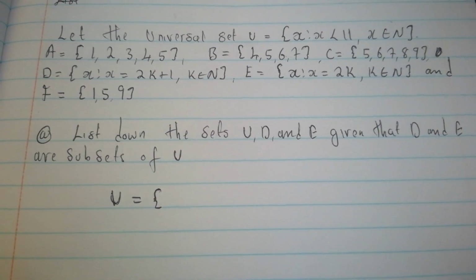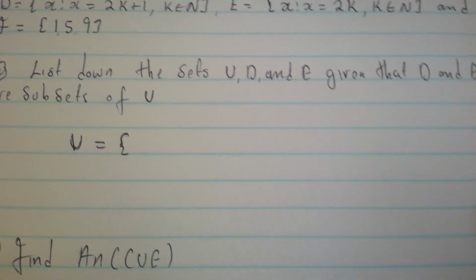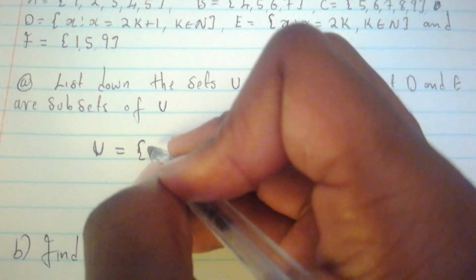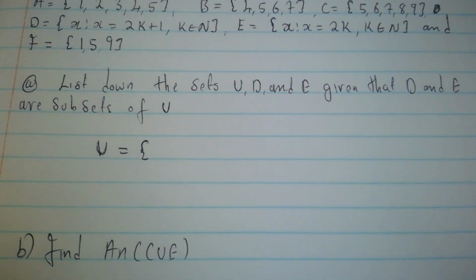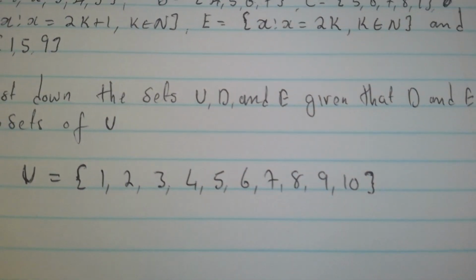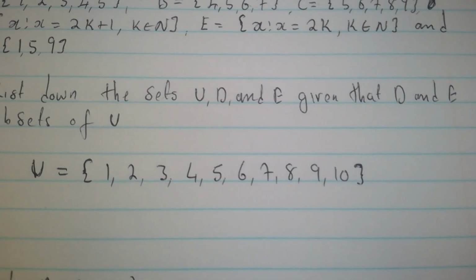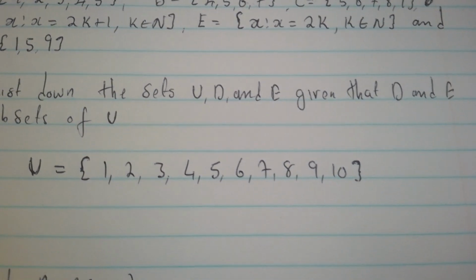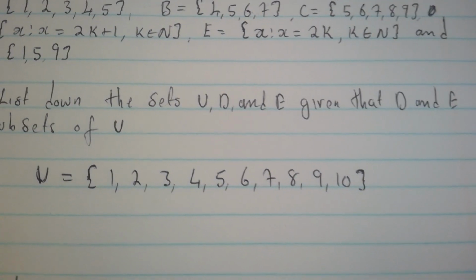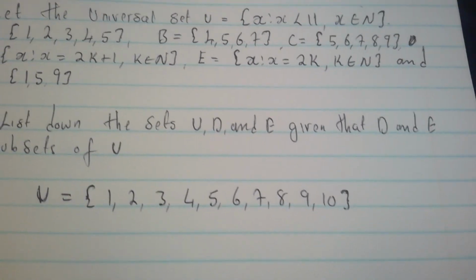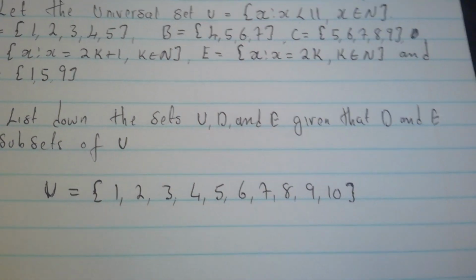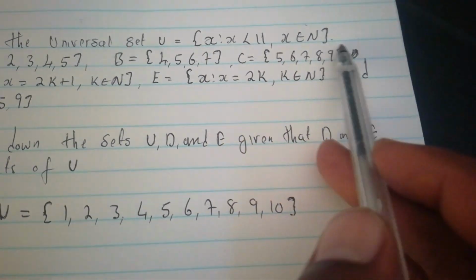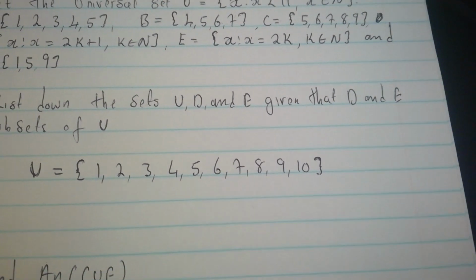The first one will be 1. Okay, let me list them then. This will be our universal set. Notice that all the elements here are natural numbers, but they are less than 11. So this is what was defined with this set builder notation. This is what we needed to come up with.